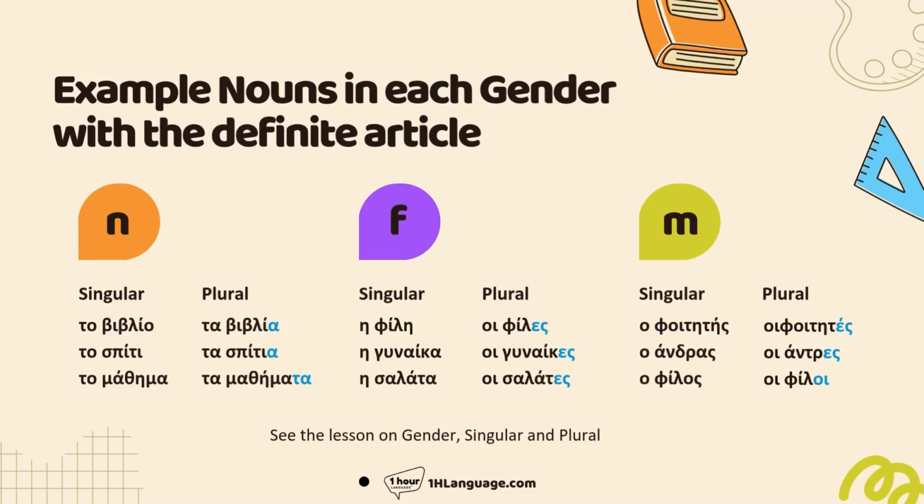Now let's take a look at their plural forms. Neuter. To vivlio. Ta vivlia. To spiti. Ta spitia. To mathima. Ta mathimata. Feminine. I fili. I files. I gynaika. I gynaikes. I salata. I salates.